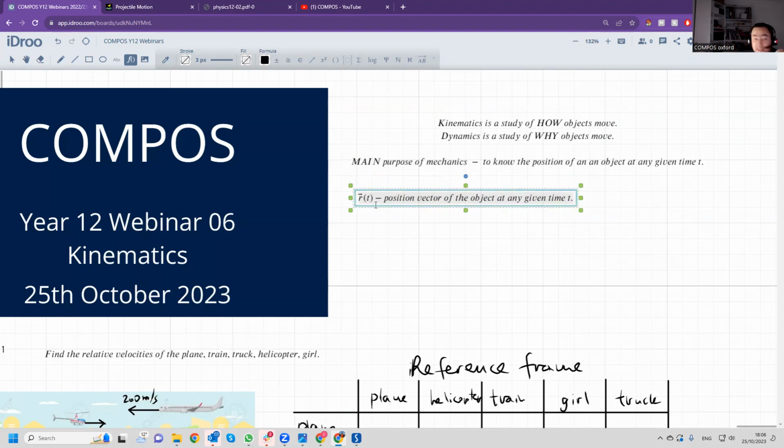We'll talk about r of t later on. But r of t tells you the position of an object at any given time. So it answers the main question. It is the main purpose of mechanics. So r of t is mechanics, and it's a pity that r of t is not studied thoroughly in the school syllabus, because it's kind of an omission.